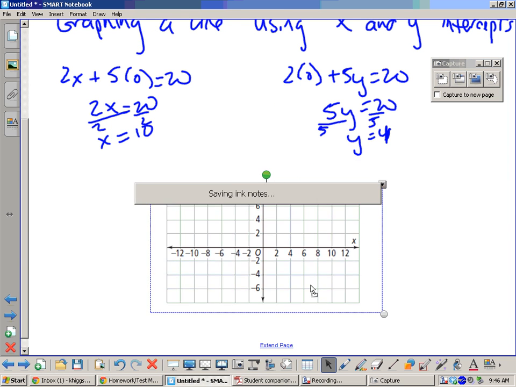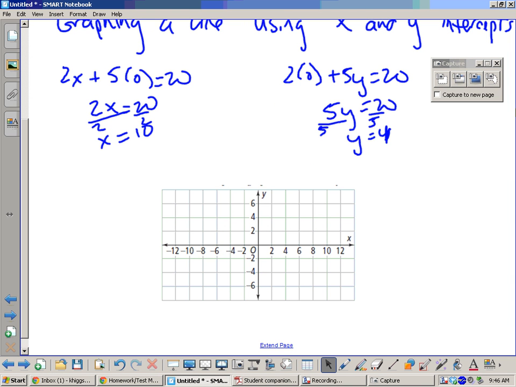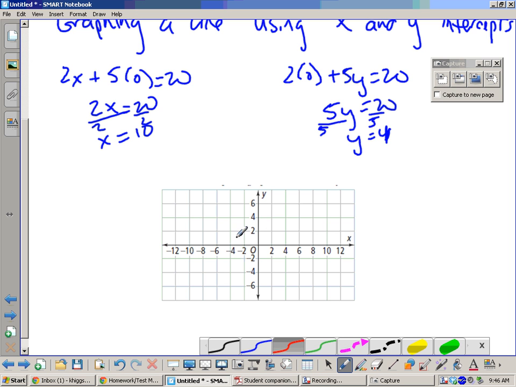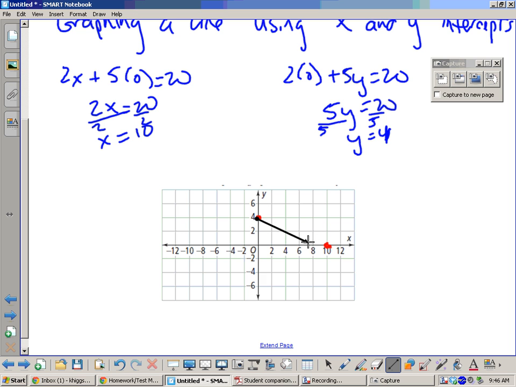All right, so we're going to plot the x-intercept. The x-intercept is 10, so that means we go to the x-axis and graph 10. The y-intercept is 4, so we go up here to 4 and we graph that. And then we just graph our line on there, going through those 2 points.